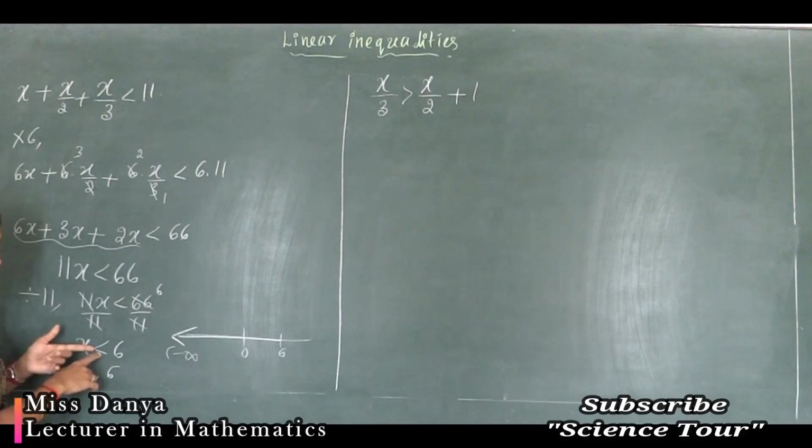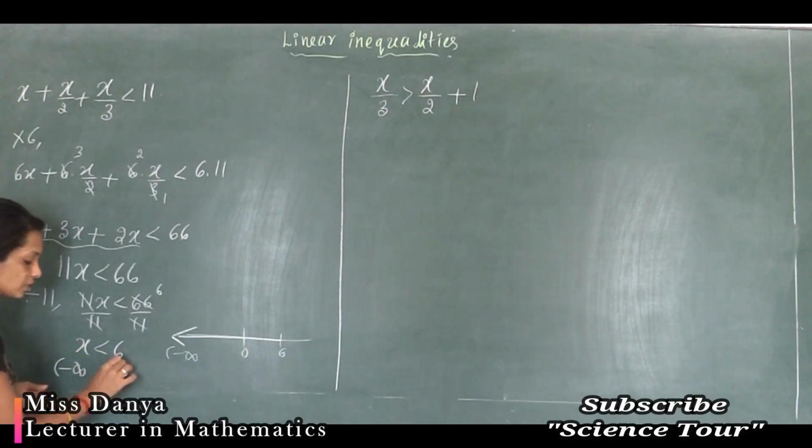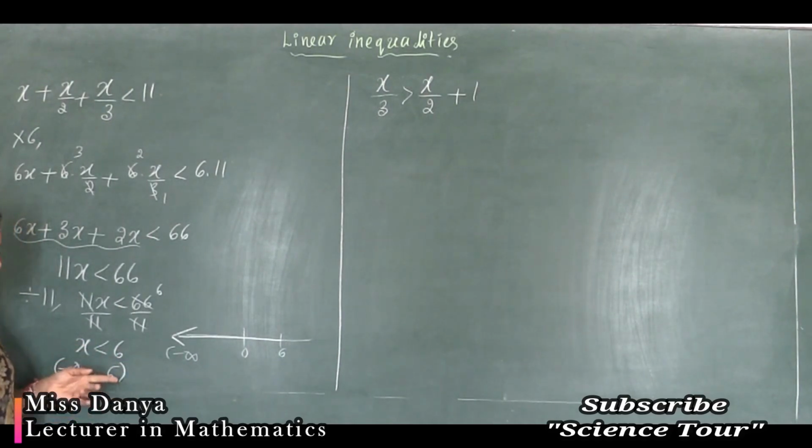See, less than symbol is there, strict symbol is there. Strict symbol means you have to use an open bracket. So this is the solution of this inequality, and you have to write x belongs to this interval. Means any x, any real number you can take in this interval, that will be the solution of this inequality.